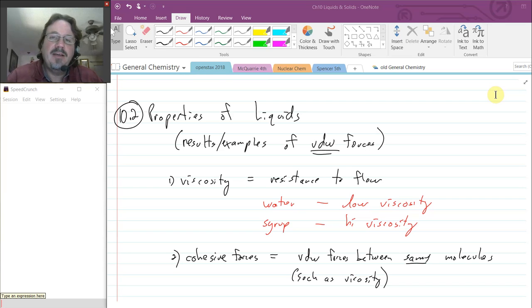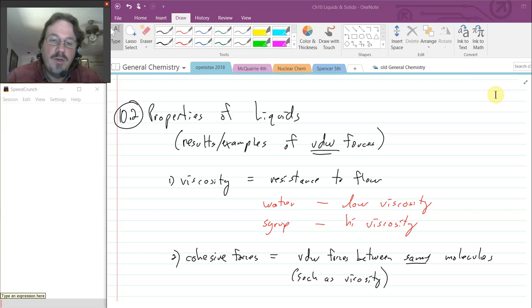Properties of liquids. Again, in a previous chapter we talked about the properties of gases. There's no interaction between the molecules, not much anyway. We ignore it if there is, it's so small. And we'll have to get to solids too, but properties of liquids are particularly interesting.